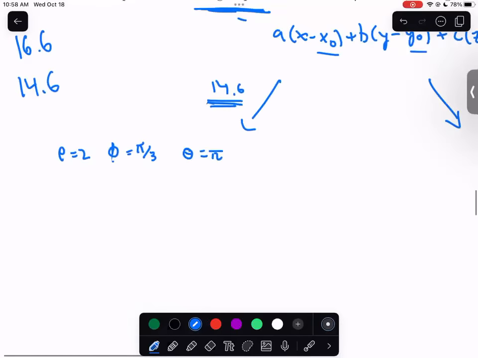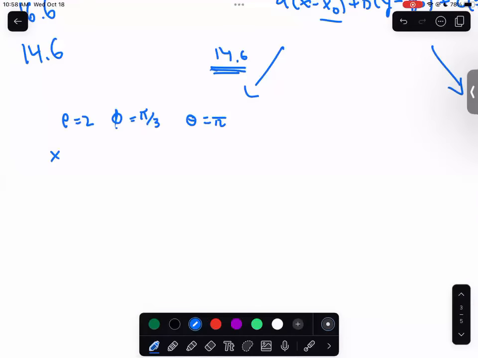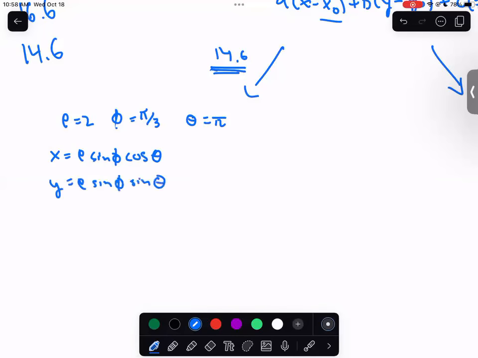And so if we go back to our formula sheet, it'll tell us things like x is equal to rho sine phi cosine theta, and y is equal to rho sine phi sine theta, and z is equal to rho cosine phi.